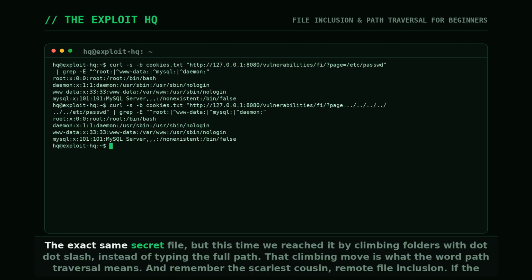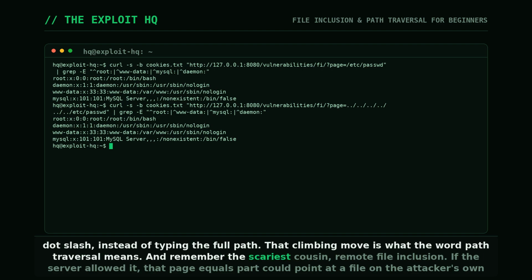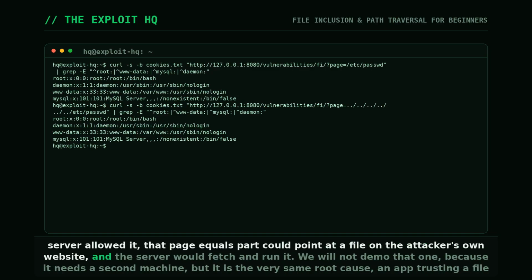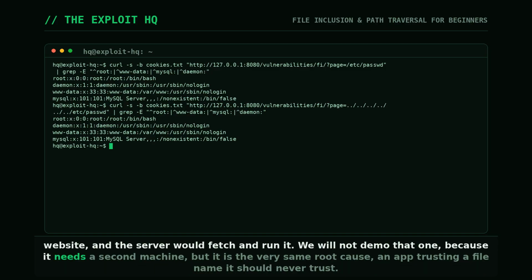The exact same secret file, but this time we reached it by climbing folders with ../ instead of typing the full path. That climbing move is what the word path traversal means. And remember the scariest cousin, remote file inclusion. If the server allowed it, that page equals part could point at a file on the attacker's own website, and the server would fetch and run it. We will not demo that one because it needs a second machine, but it is the very same root cause, an app trusting a file name it should never trust.